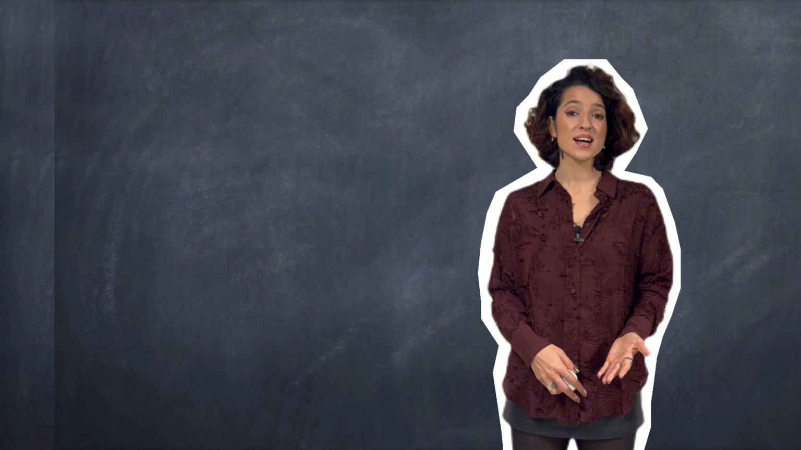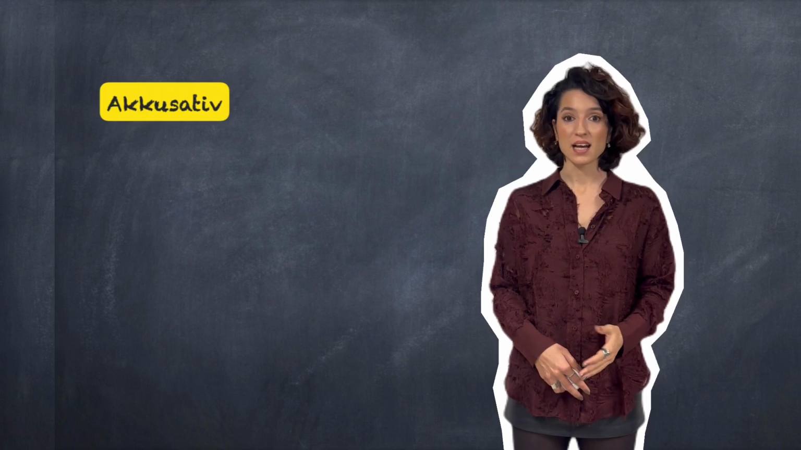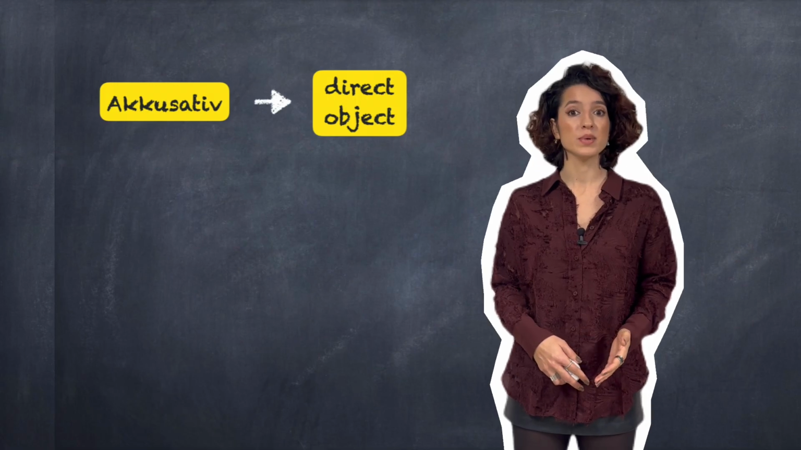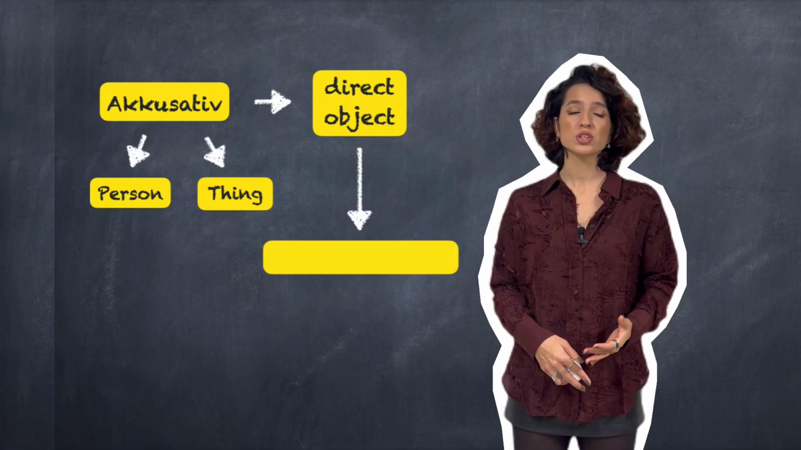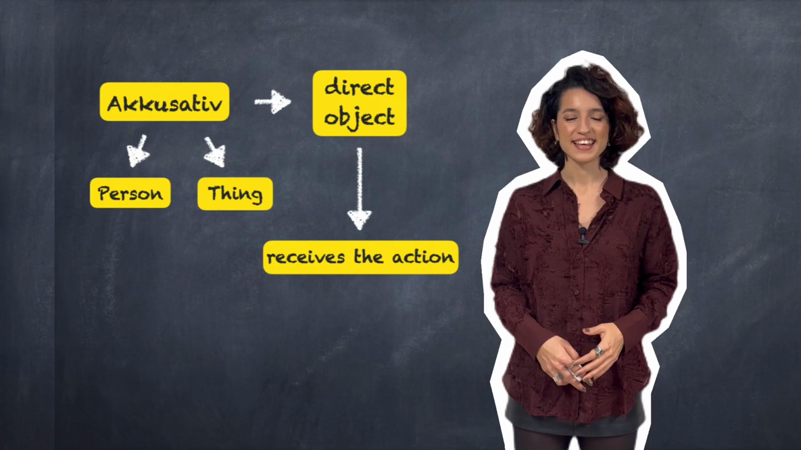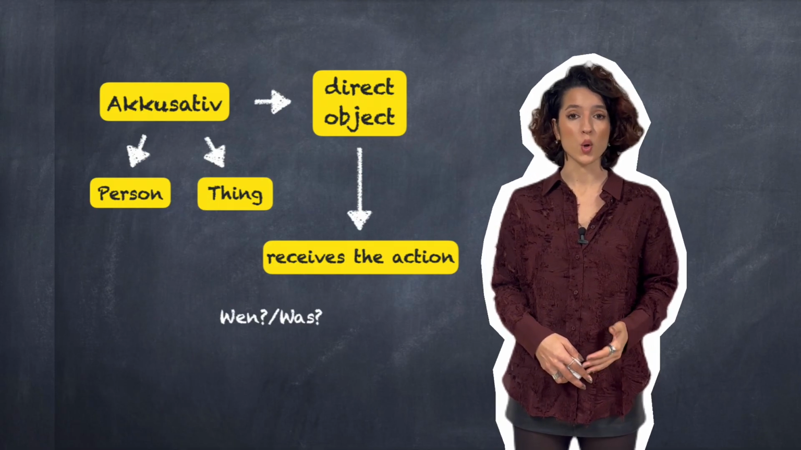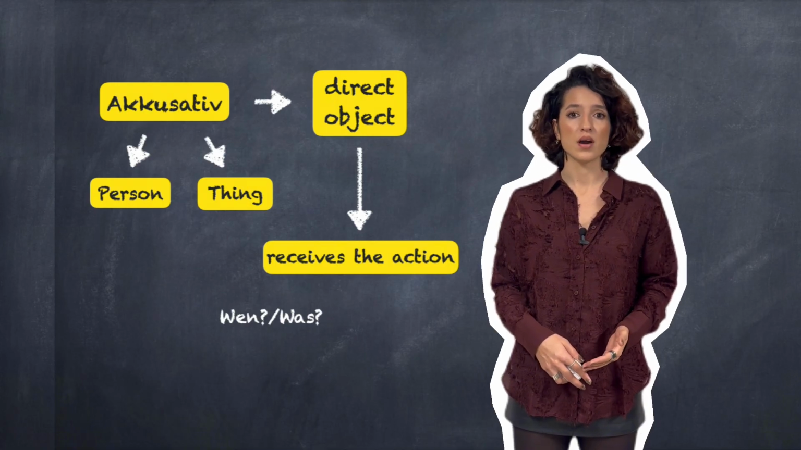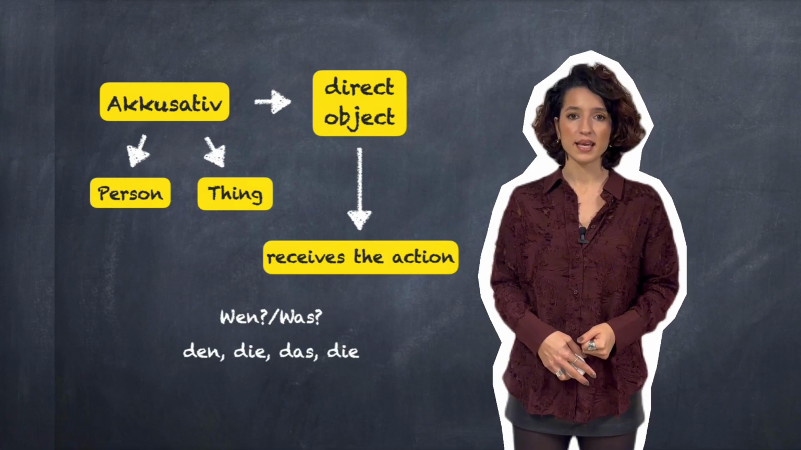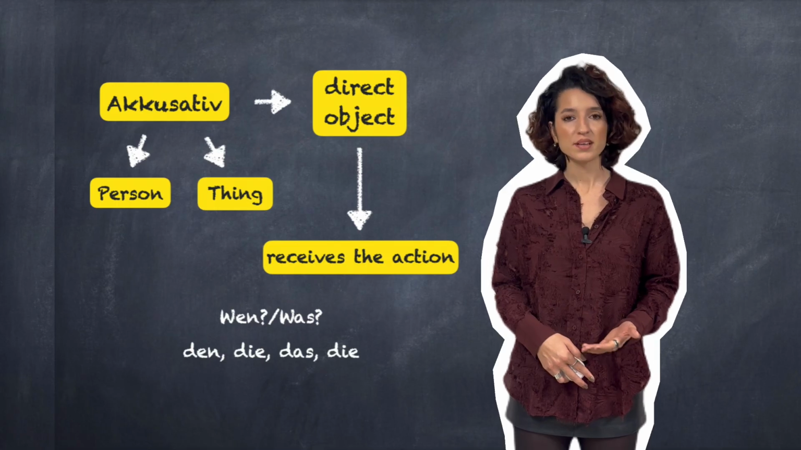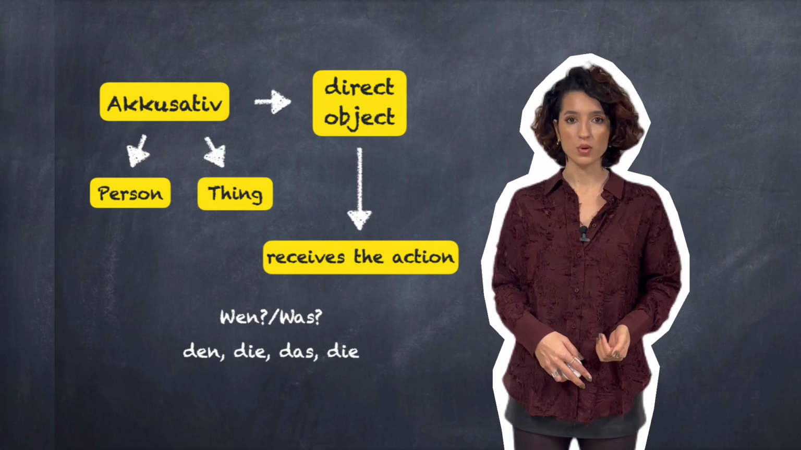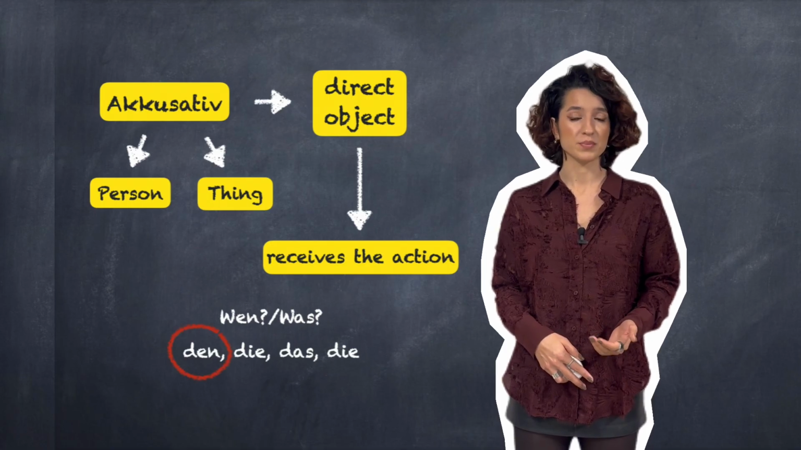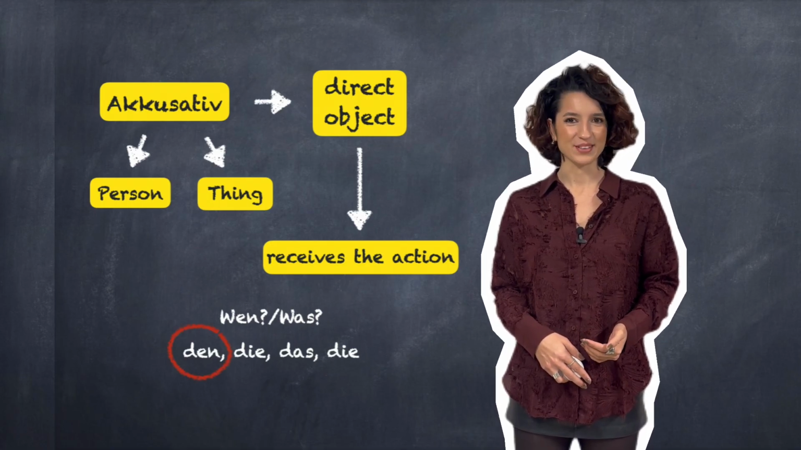Last but not least, the accusative case. The accusative case is the direct object of the sentence, and it can be a person or a thing which receives the action. It answers the questions wen or was, whom or what, and the articles are den, die, das, and die. Masculine, feminine, neuter, and plural. They're almost the same as the nominative case, except the masculine, which is den.